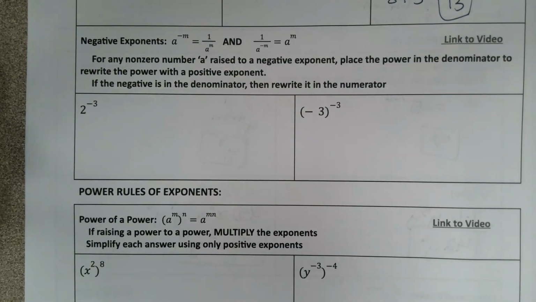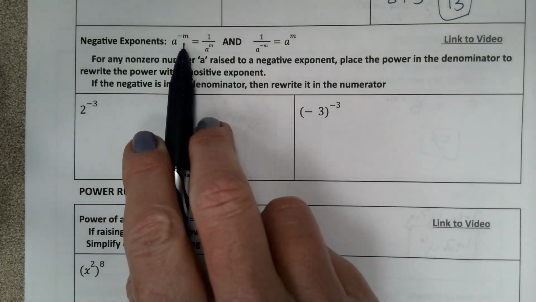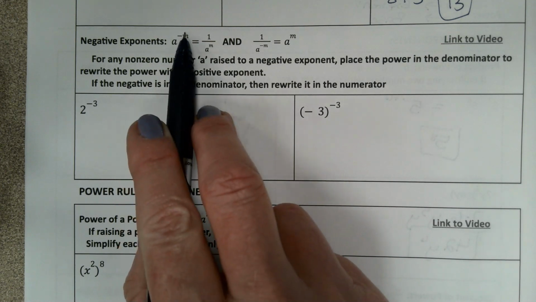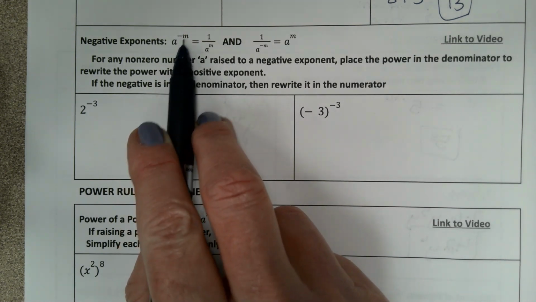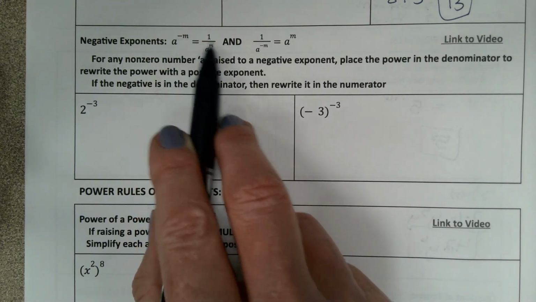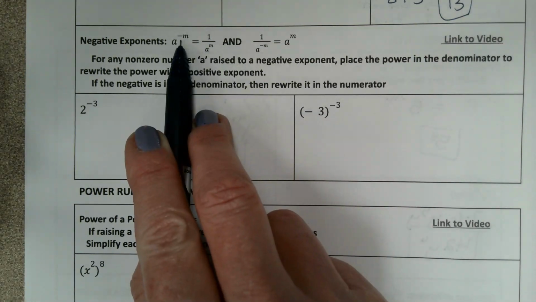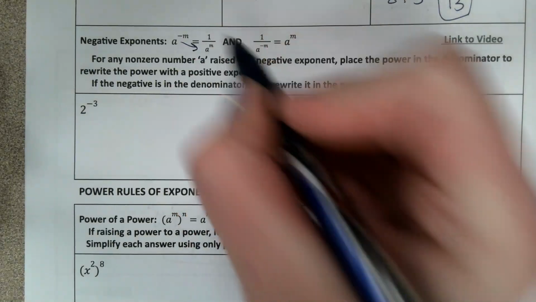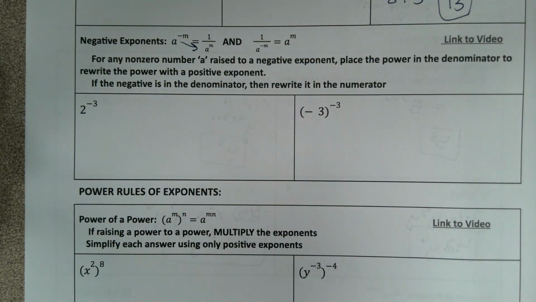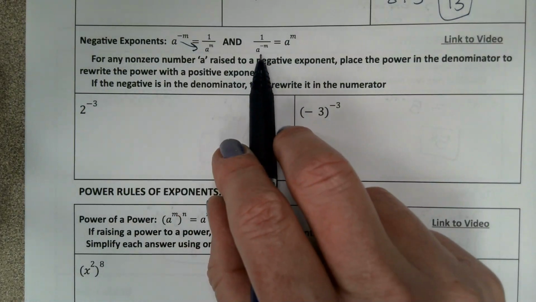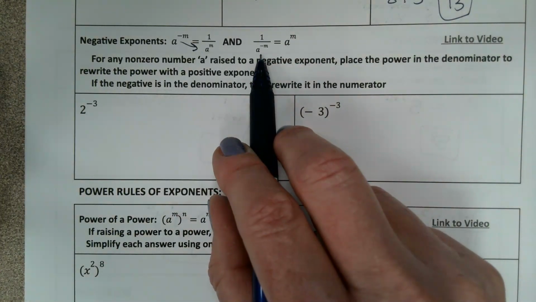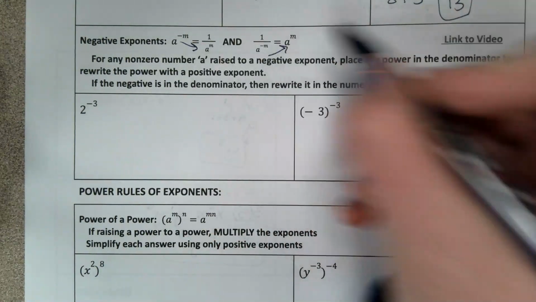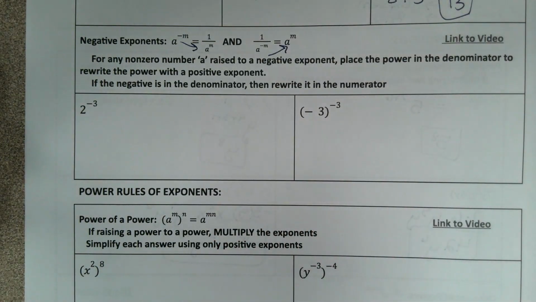The next section is called negative exponents. We like to know how to fix negative exponents, and basically wherever it's negative, you flip it and you move it. So here, a to the negative m is negative in the numerator. So we're going to send that to the denominator, and now it goes positive. Here I have 1 over a to the negative m, so the exponent is negative in the denominator, so you send it up to the numerator, and now it goes positive.